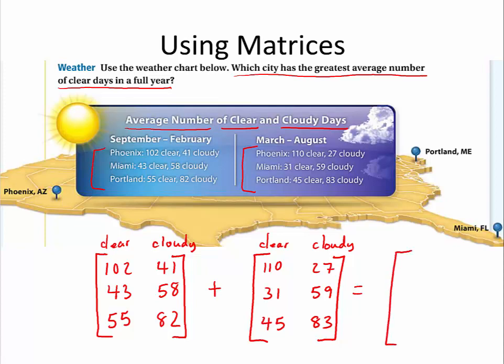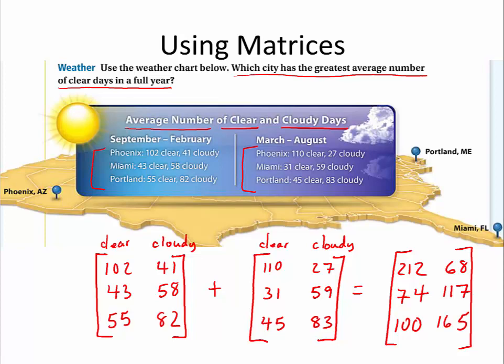So let's go ahead and add them and we'll have our totals. Starting off with Phoenix of 102 and 110, which comes up to 212 clear days. Then 41 plus 27, which is 68 cloudy days. Then next we have Miami, 43 plus 31, which comes up to 74 clear days. And then 58 plus 59, which comes up to 117 cloudy days for Miami. For Portland, we have 55 plus 45, which comes out to exactly 100 clear days. And then 82 plus 83, which is 165 cloudy days.